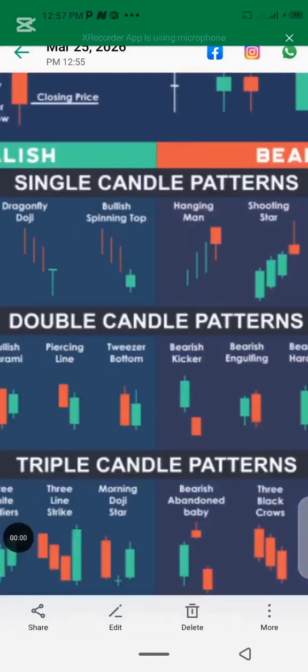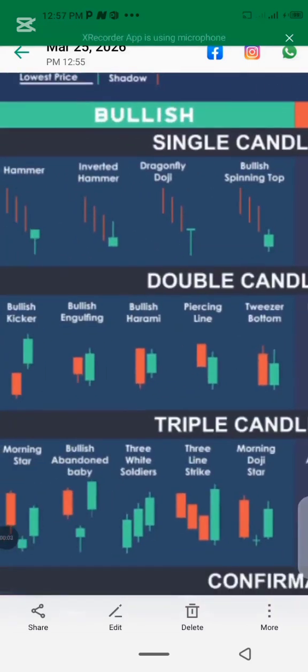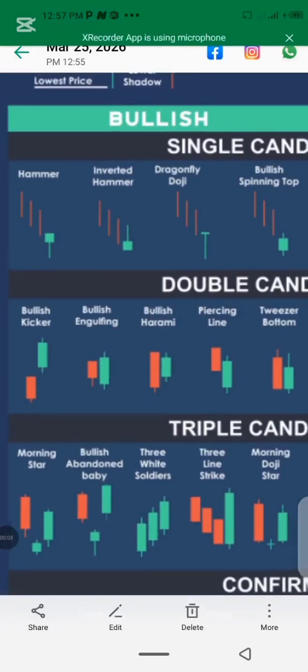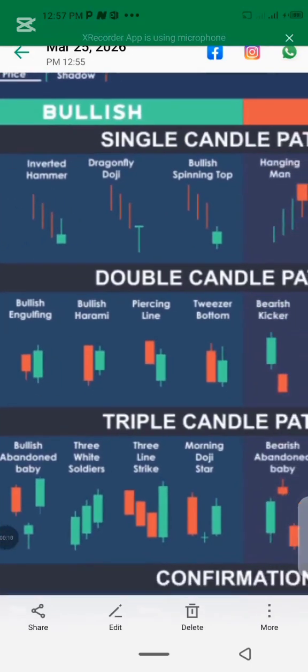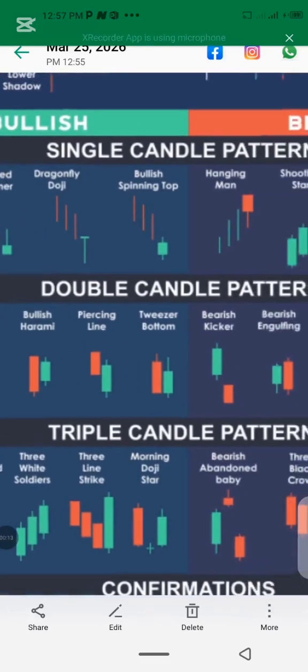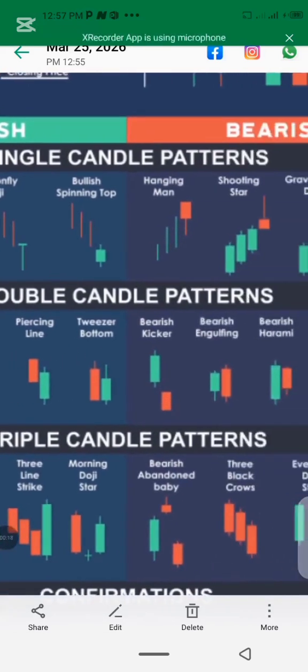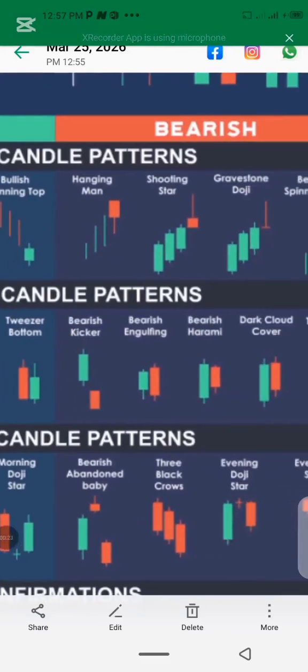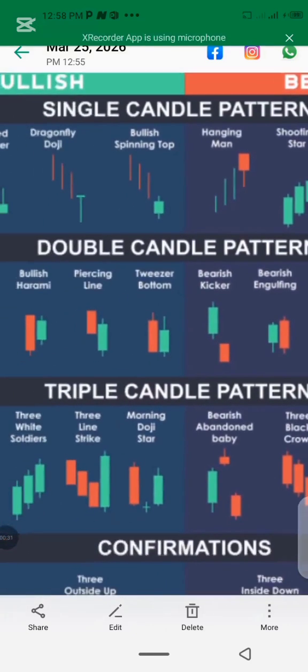So next we have the double candle patterns. Number one on the list is bullish kicker. Second, bullish engulfing. The third, bullish harami. The fourth, piercing line. Tweezer bottom, bearish kicker, bearish engulfing, bearish harami, and the dark cloud cover. Okay, now these are all double candle patterns.